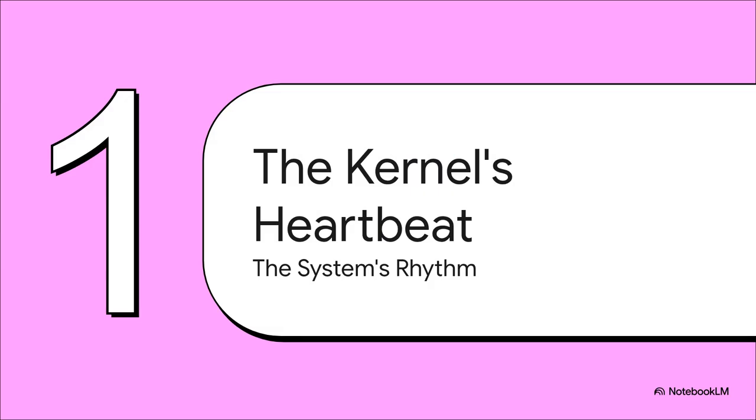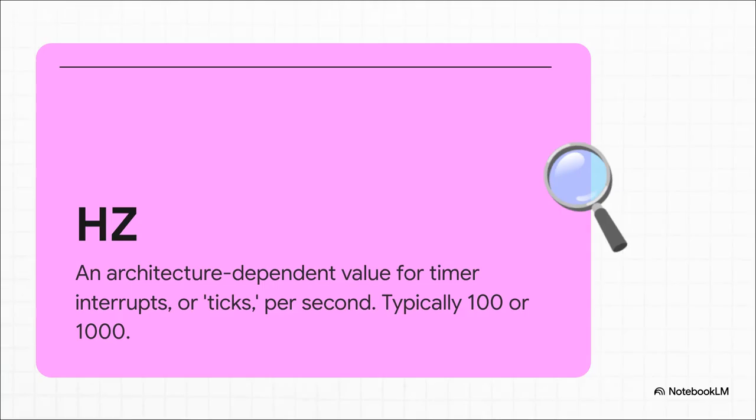So to get started, we really need to understand the fundamental rhythm of the kernel. Just like a musician needs a metronome to keep time, the kernel needs its own steady pulse to keep everything perfectly in sync. And that pulse has a name. It's called Hz. You can think of it as the kernel's heartbeat. It's a setting that decides how many times per second the system's timer literally interrupts the CPU.